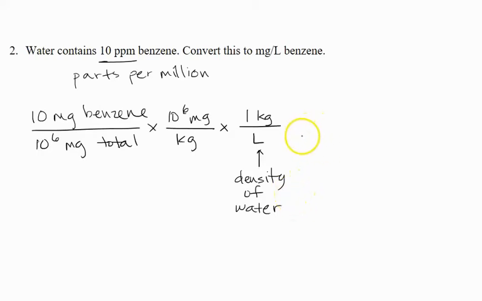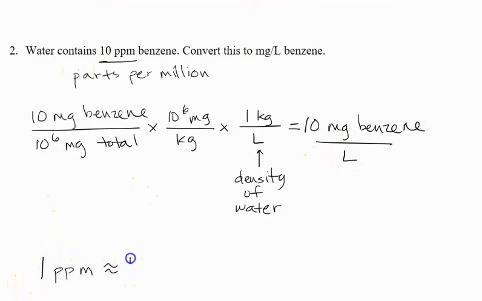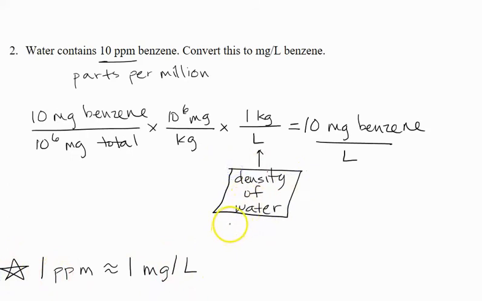So if you go through and do all of this, what you end up with is 10 parts per million benzene equals 10 milligrams of benzene per liter. So what we see here is that 1 part per million is about equal to 1 milligram per liter. This is a very important thing to remember because it is very, very useful. But what you also need to remember is it's dependent on the density.